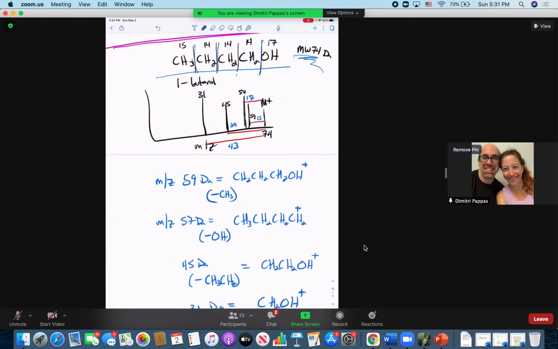Don't get creative and suddenly start making structures that don't exist, right? Just chop off pieces of the molecule. If you chop off this piece, you've lost 15, you've retained 59. If you chop off this piece right here, you've lost 17, you've retained 57, right?